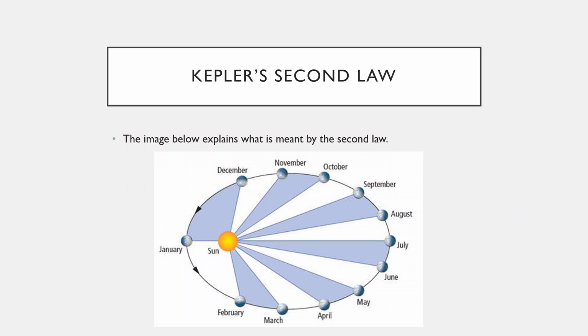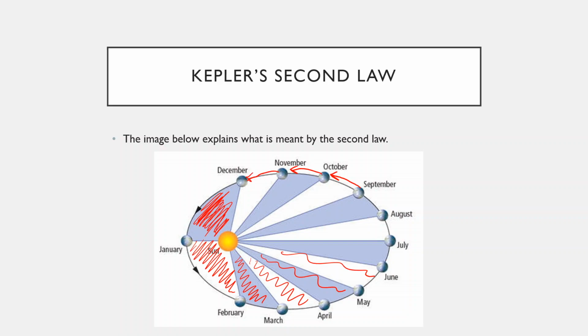But what the second law is saying is basically this area here between, say, the 1st of December and the 1st of January is the same area as this part here, which is from, say, the 1st of January to 1st of February. That is the same as this area here, and this area here, and this area here. The point of this picture is trying to say that these intervals of time are roughly equal. Don't worry too much about the fact that some months have 30 and some have 31 and February only has 28.